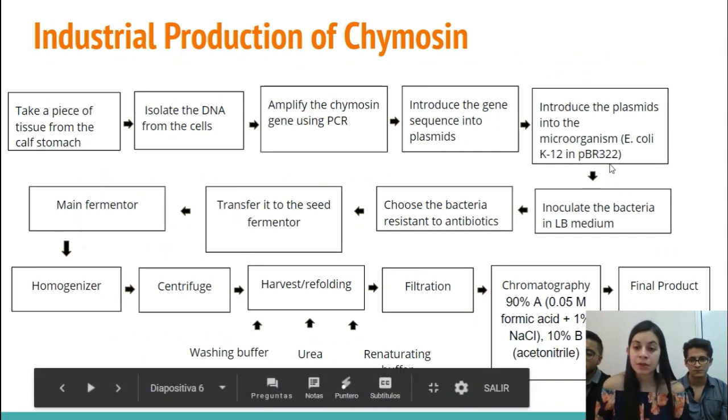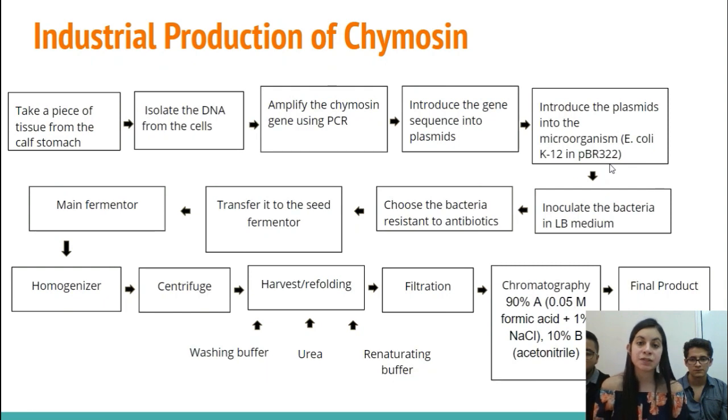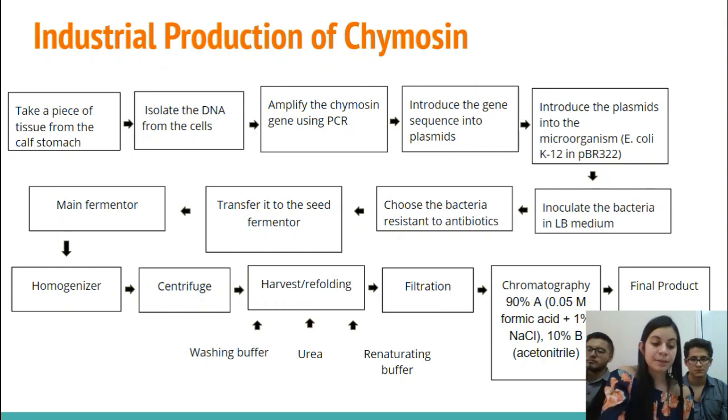Once the cloning is done, it is important to inoculate the bacteria in an LB medium. This is a common medium used for the maintenance and development of recombinant DNA of E. coli. Then it is important to choose the bacteria that are resistant to antibiotics and introduce them into the seed fermenter.